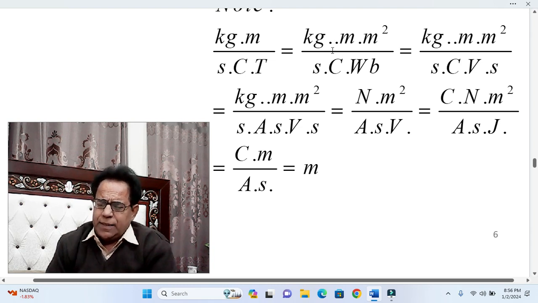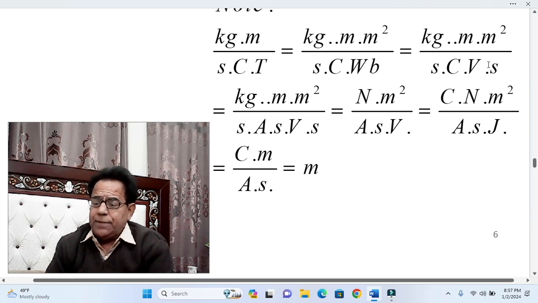Dear students, by mistake two dots were written here, and here again two dots. This is a minor mistake. So dear students, in one step what we have done is we have converted Tesla into Weber per meter square.